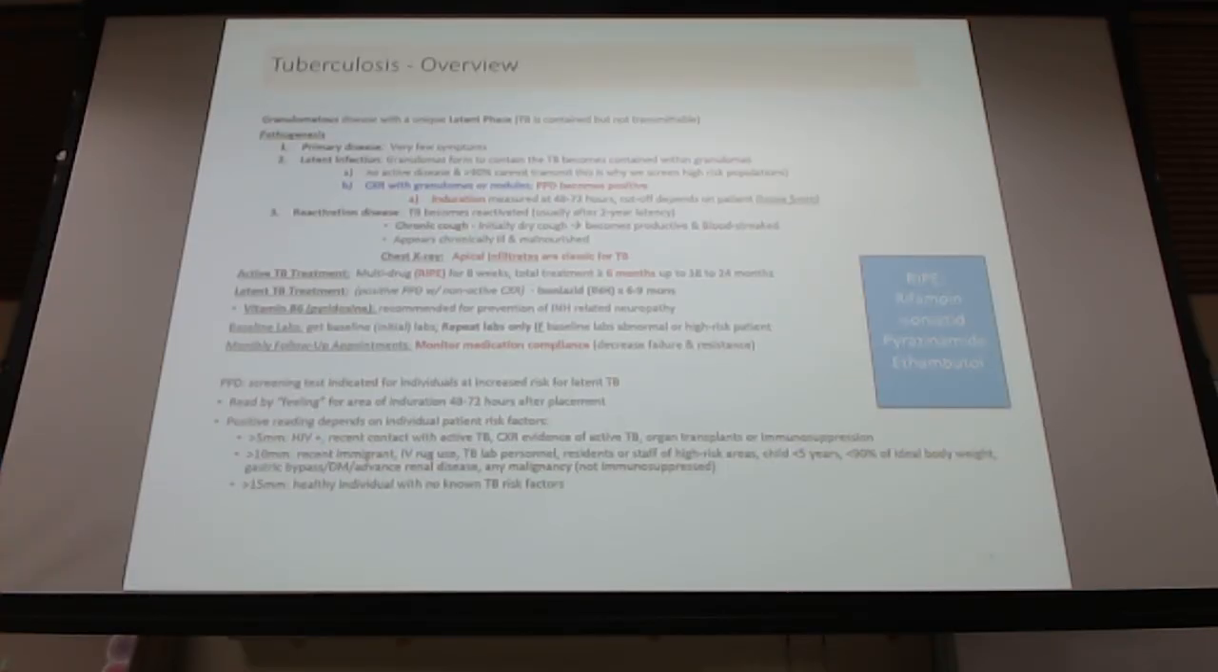All right, TB. And this is one of our granulomatous diseases. This forms granulomas. It has a very unique latent phase. So diseases that have a unique latent phase, that's why we have screening for it, because people can have it and not have symptoms. Most people, unless they're screened for it, go through their entire lives with latent TB and it never becomes active and they never know about it.